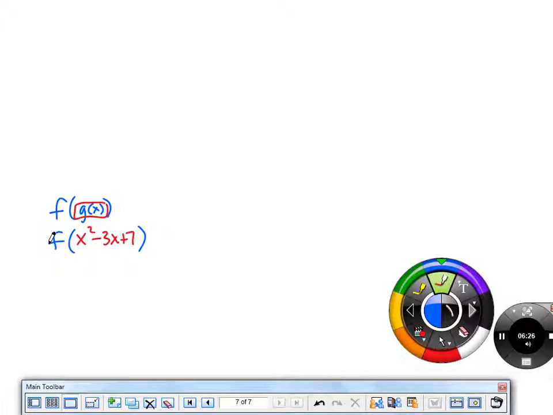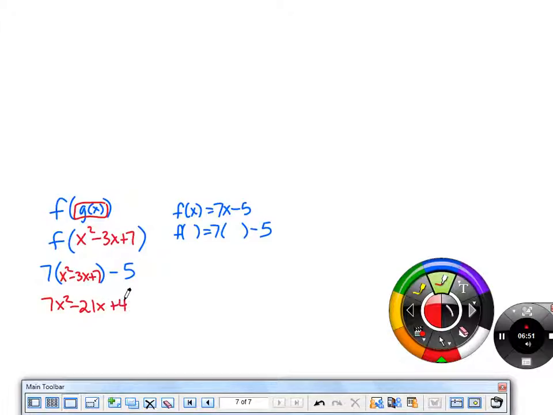So remember, make a note to yourself. The f function, f of x, is 7x minus 5. That means f of anything equals 7 times that anything minus 5. And in our case, the anything is this entire g function that we're plugging in, x squared minus 3x plus 7. And then we're going to distribute and combine like terms. So we're going to have 7x squared minus 21x plus 44.